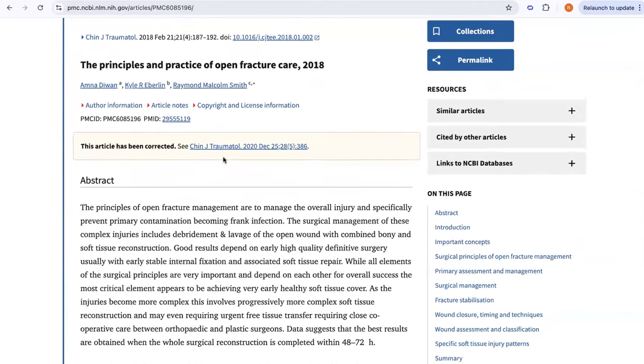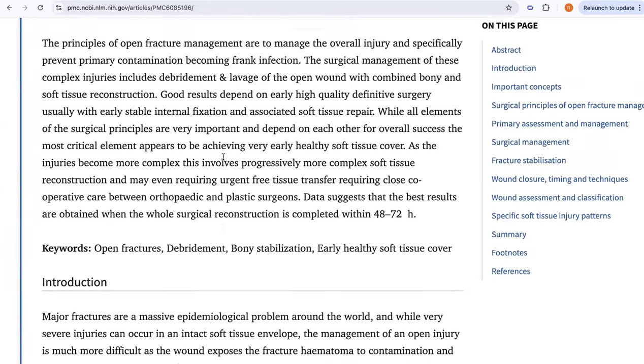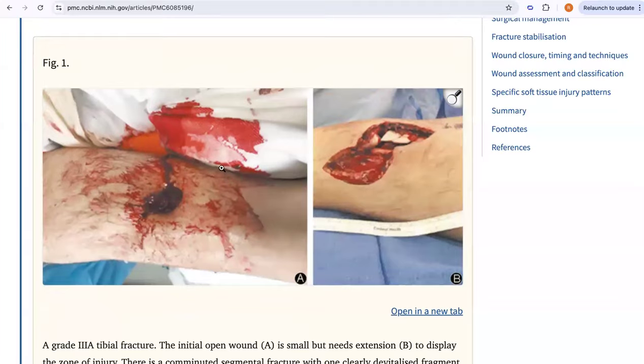This is how an open fracture looks. You can even see the bone sometimes, right?